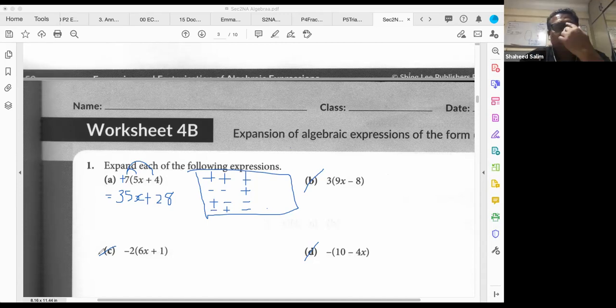3 times 8 is not 32. 3 times 8 is 24. Okay, but if you can get 24, your first one is correct. B is the same thing. Imagine there's a 1 on here. Take 1 times 10, 1 times 4. Okay, Shafi, C is correct.